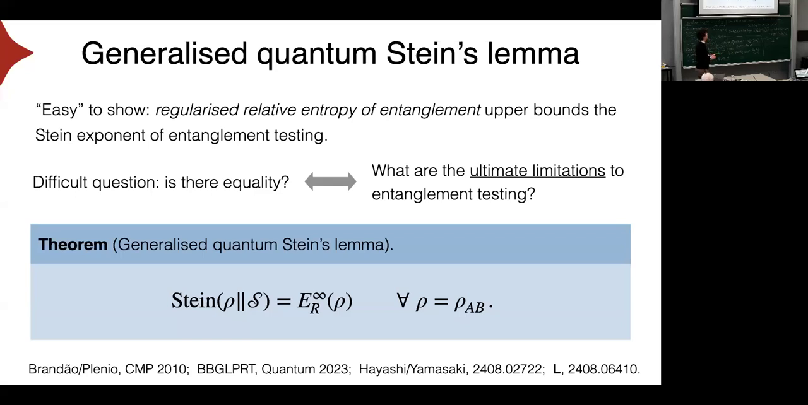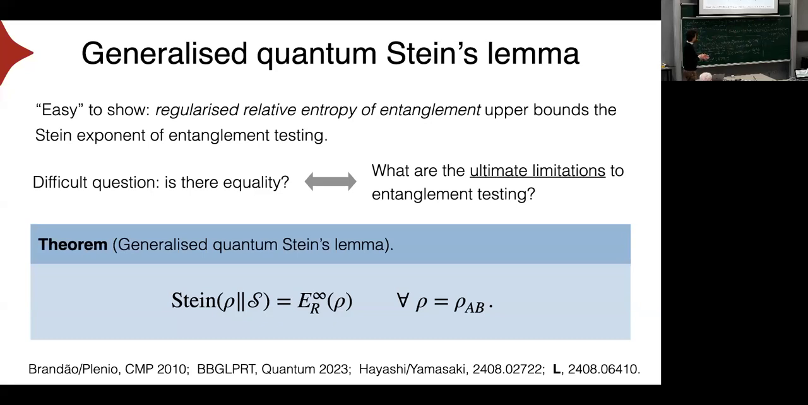which doesn't make it necessarily easier to calculate. Because you see, on the right hand side you still have a regularization, but the Stein exponent itself is really a nightmare, right? There is no hope of doing any calculation here. It's just too complicated. With the regularized relative entropy of entanglement, we know all sorts of things about it.